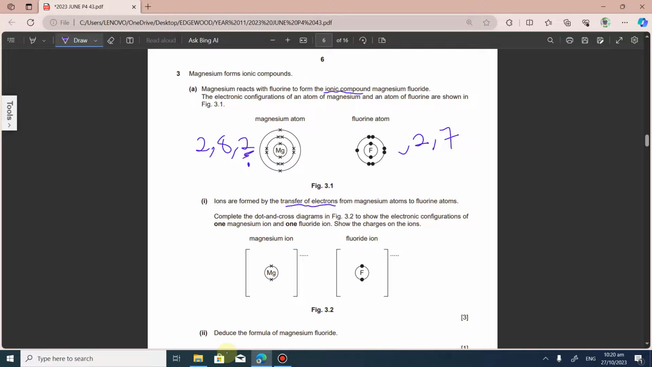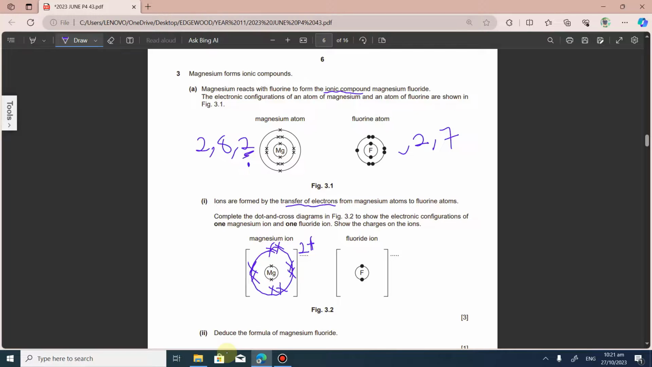So we have the first shell, which is 2 electrons. So we draw the next one, which has to be 8 electrons. So 1, 2, 3, 4, 5, 6, 7, and 8. So this is the magnesium ion after it has lost 2 electrons. So what I need to do is to include a 2 plus, because magnesium is giving out 2 electrons. Now, since we have just one fluoride ion, the one fluoride ion is going to receive one of the electrons, while the second fluoride ion will receive the next electron.